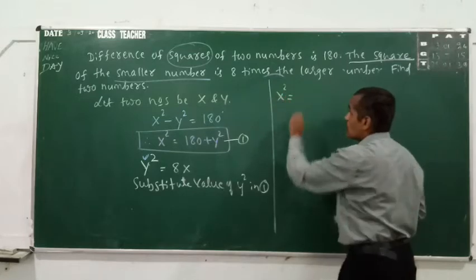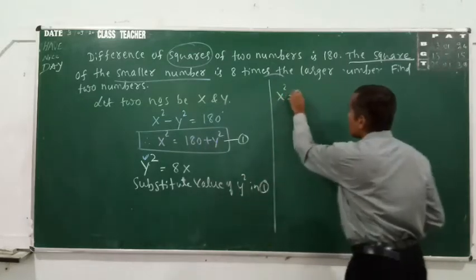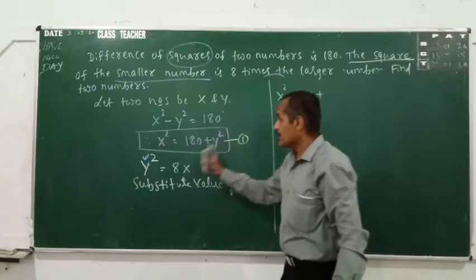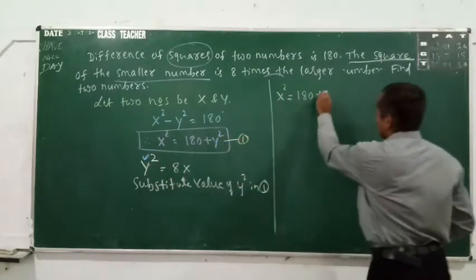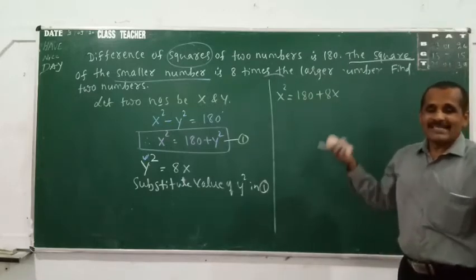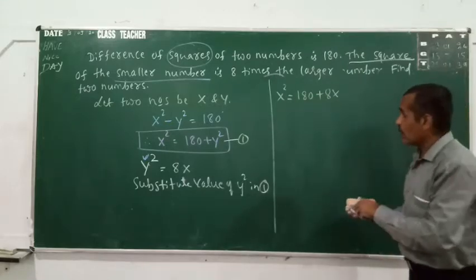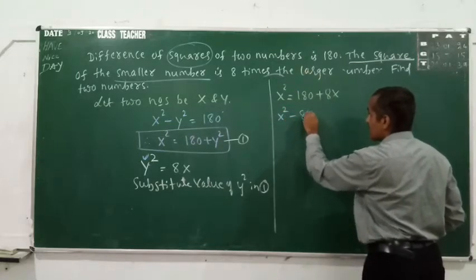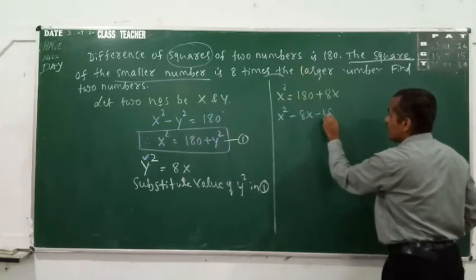x square is equal to 180 plus y square. In the place of y square, substitute 8x. See, now the problem becomes one variable. It's a problem of a quadratic equation. Come on: x square minus 8x minus 180.